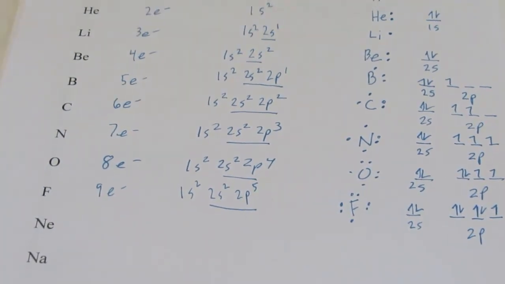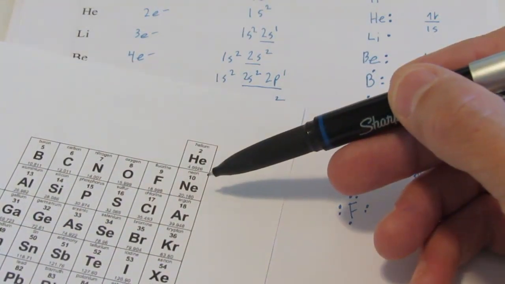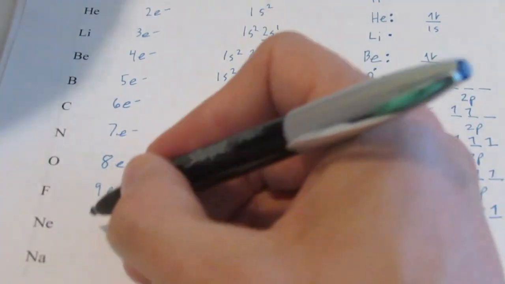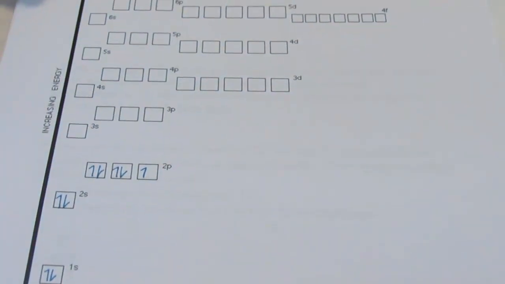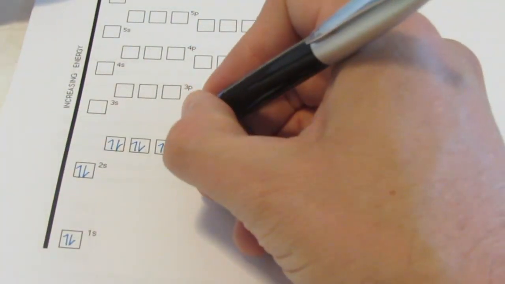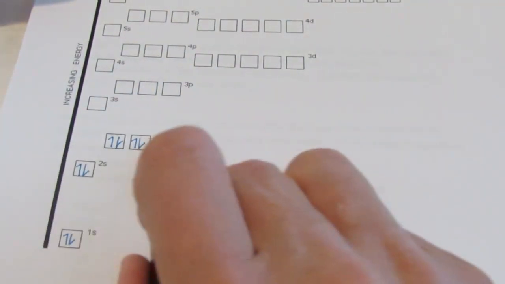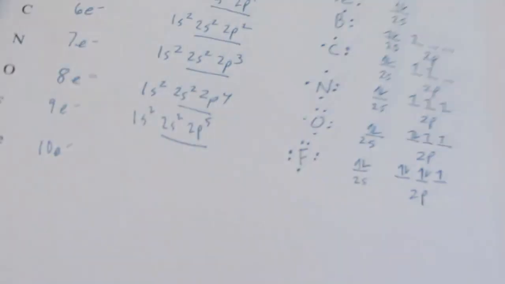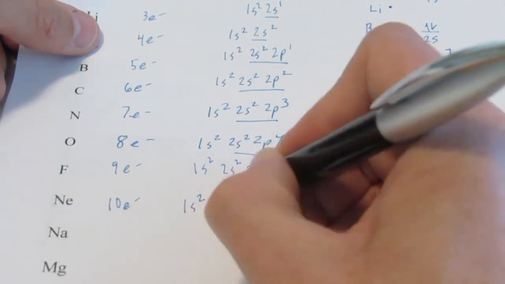Now we get to neon. Take a look at neon. Notice it's right at the end of this second row on the periodic table. Its atomic number is 10, so we're going to be dealing with 10 electrons. Of course, we know where the first 9 are going to go, and let's not kid ourselves, we know the 10th is going to go right there. So notice the 2s and the 2p are now full: 2s2, 2p6, along with, of course, those back in the 1s. So 1s2, 2s2, 2p6.